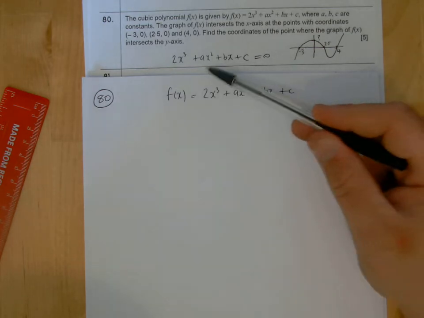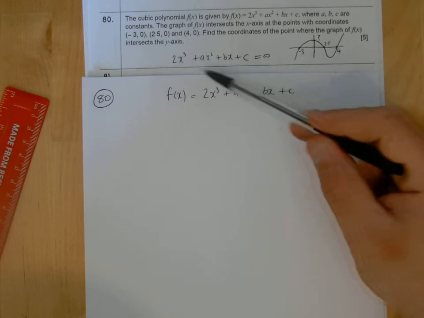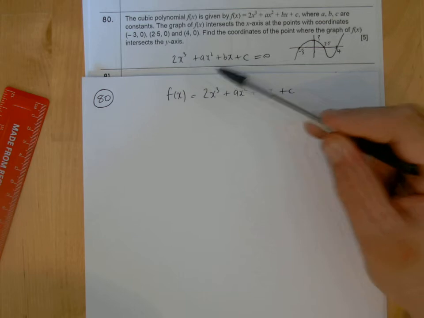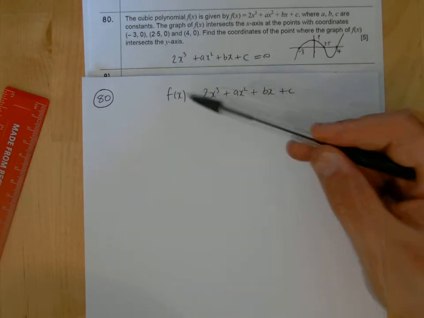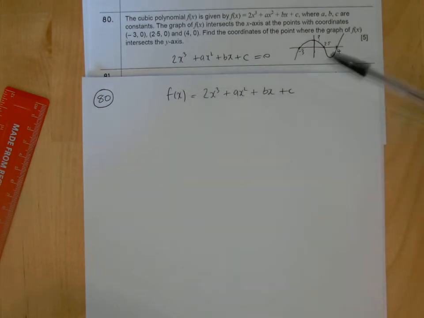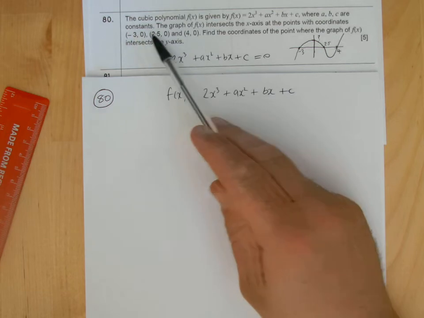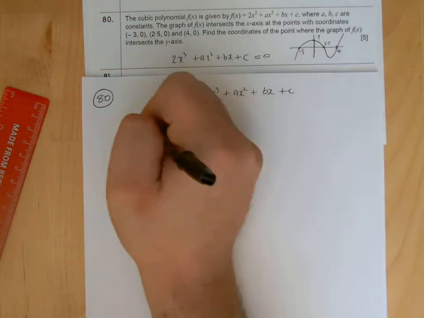Now, what I would normally do, if I knew a, b and c, I would solve it, wouldn't I? Equal to 0 by factorising it. I'd factorise it into 3 brackets, put the 3 brackets equal to 0, and then I'd have 3 answers for x. But in this case, I know my 3 answers for x. I know what they are. They're here. So what I can do is work backwards.